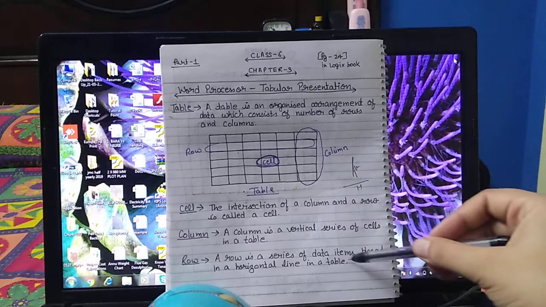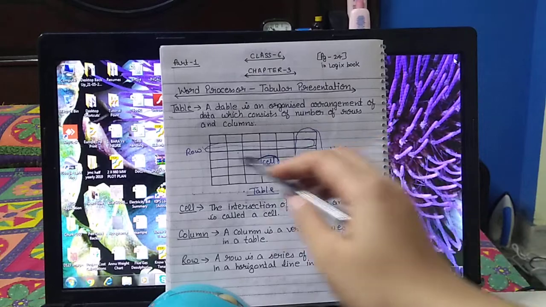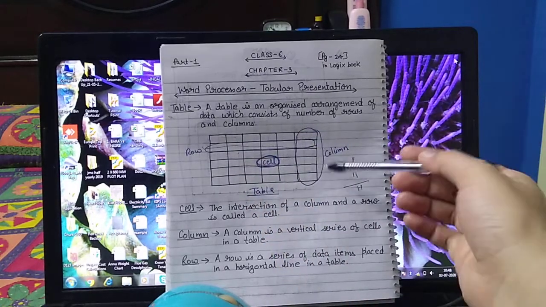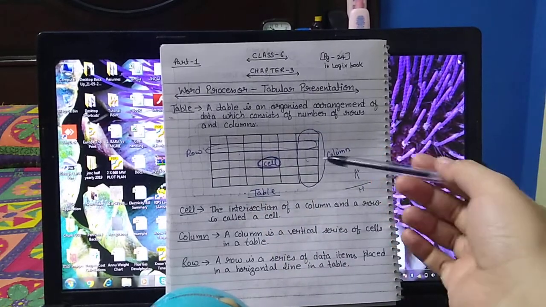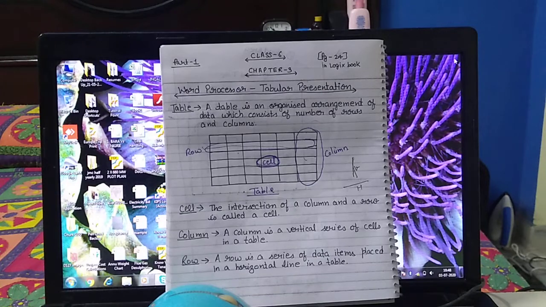And what is a row? A row is a series of data items placed in a horizontal line. So this one is the row. Means a row is a series of data items placed in a horizontal line in a table. Okay, so this is the description of the table.